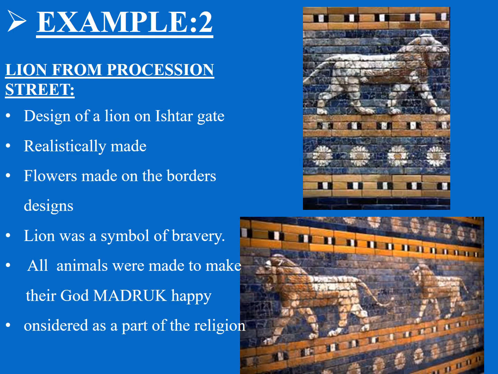Here comes example number 2. Lion from Procession Street. It is a design of a lion on a star gate. It is realistically made. On the border, a design of flowers was made. The lion was a symbol of bravery. All these animals were made to make their god Marduk happy, and they also considered it a part of their religion.